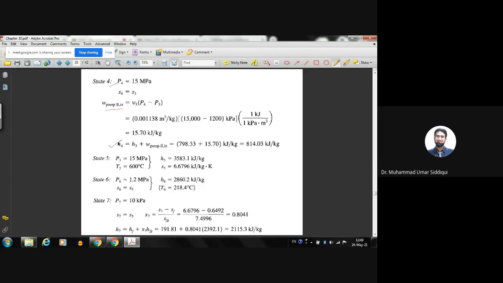So we determine all the four enthalpies for the case of the two pumps. And then for state 5, we know the pressure and temperature, so we can determine the enthalpy and entropy. And this entropy at 5 will be the same as at 6 and at 7. So for state point 6, we know the entropy and the pressure. Similarly, for state point 7, we know the entropy and the pressure. Based on that, we can determine the enthalpy at 6 and at 7.